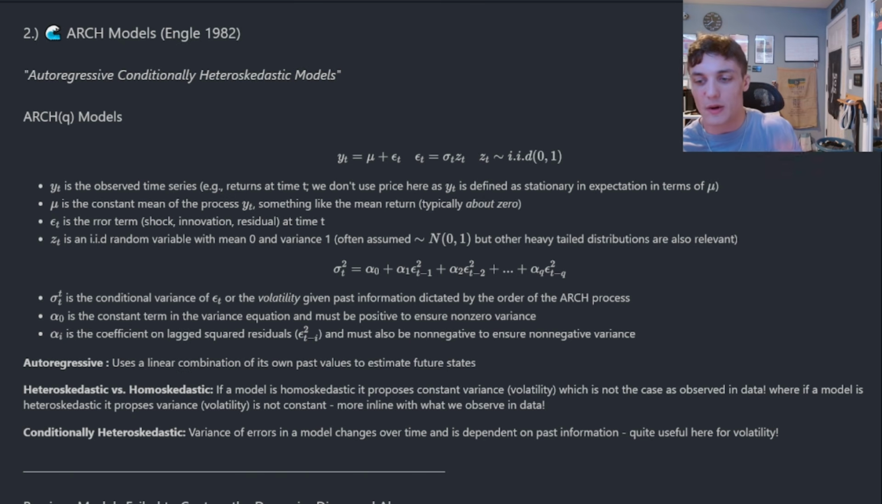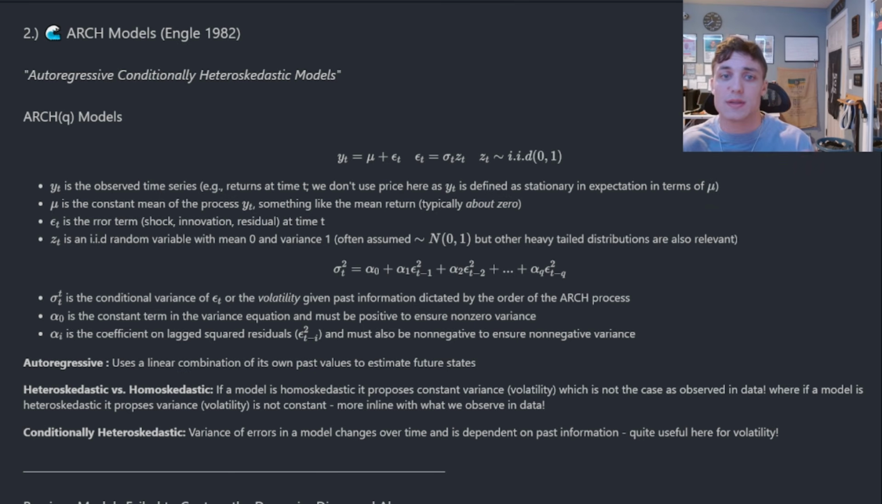So what about heteroskedastic? Well, if a model is heteroskedastic, it proposes that this variance, volatility, is not constant. This is certainly more in line with what we've observed in the data above. We've observed paths of volatility that change over time. It's not a straight line. Specifically, this model is conditionally heteroskedastic. That is, the variance of errors in a model changes over time and is dependent on past information. This is quite useful here for volatility.